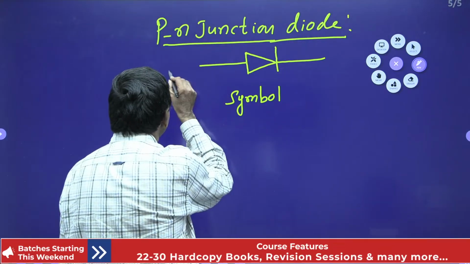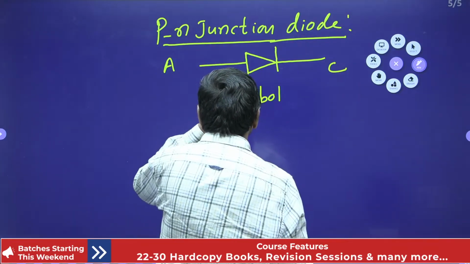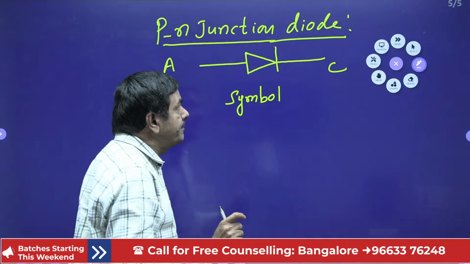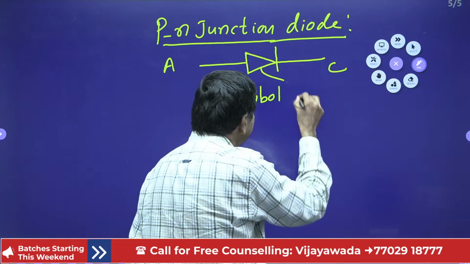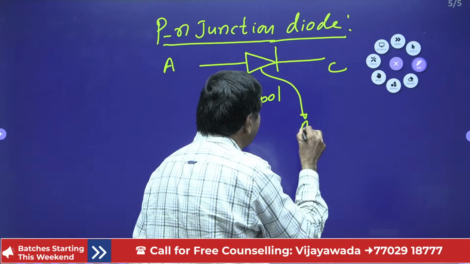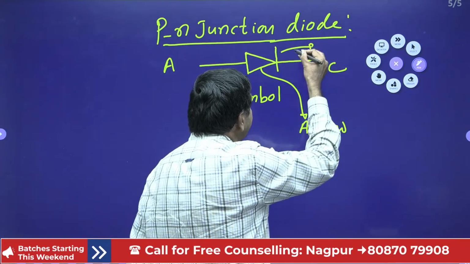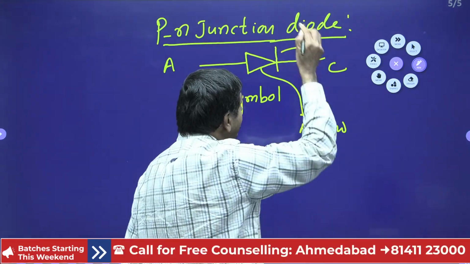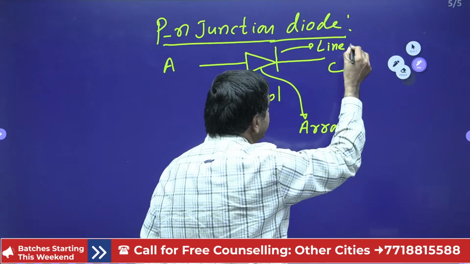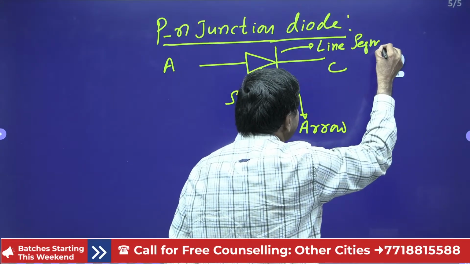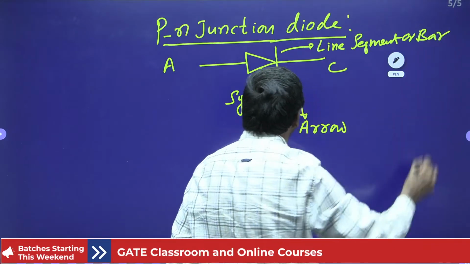This side we call the anode A. This side we call the cathode. In the symbol we are using one arrow direction, and also one bar or line segment, and we can put one more.